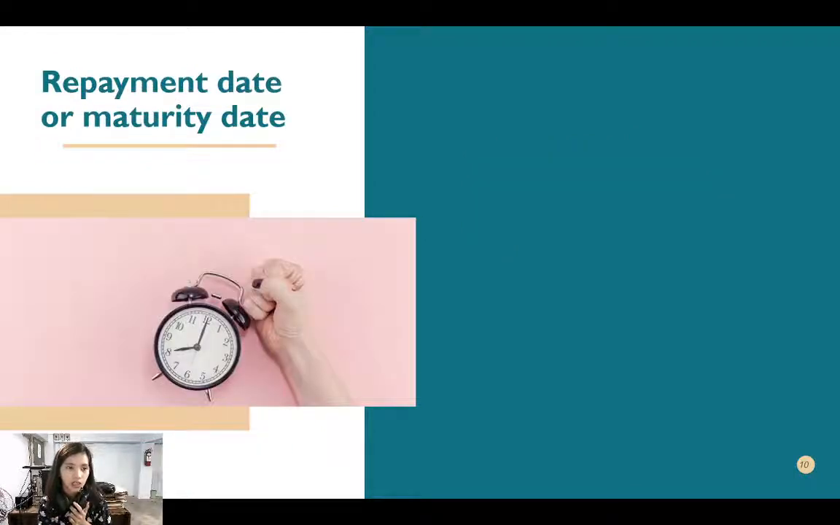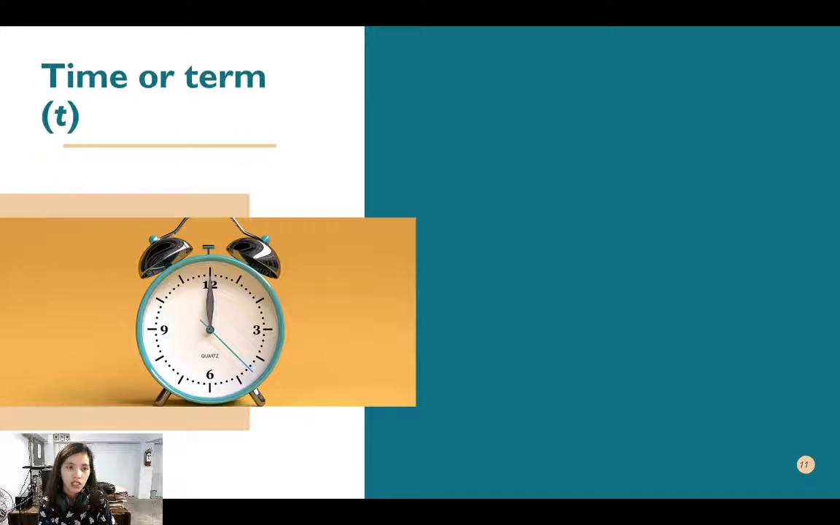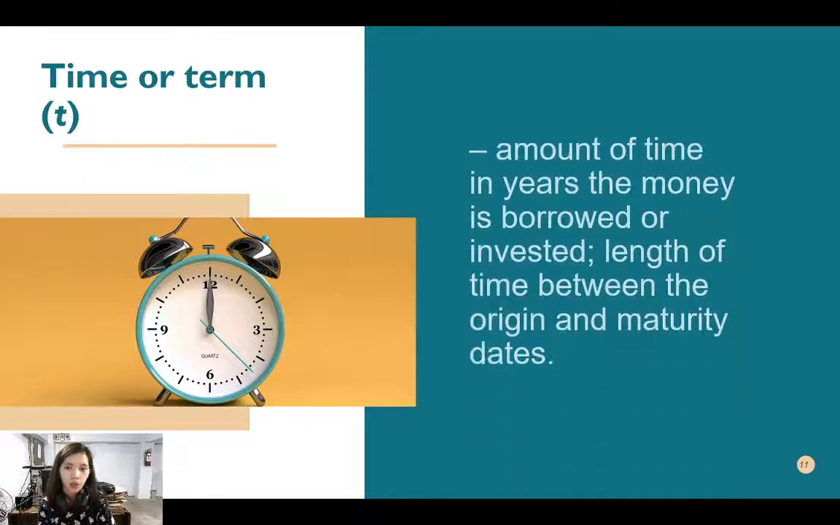So, repayment date or maturity date. It is the date on which the money borrowed or loaned is to be completely repaid. Yan. Ito naman yung date kung kailan mo dapat bayaran. Ito yung due date. Next is time or term. Amount of time in years the money is borrowed or invested. Length of time between the maturity and origin date. So, ito yung kung gaano katagal mo inutang yung pera.